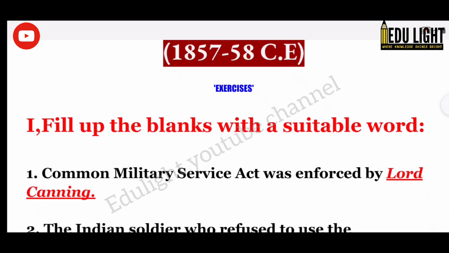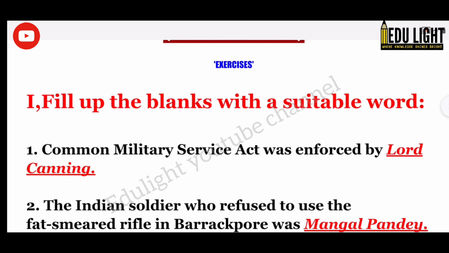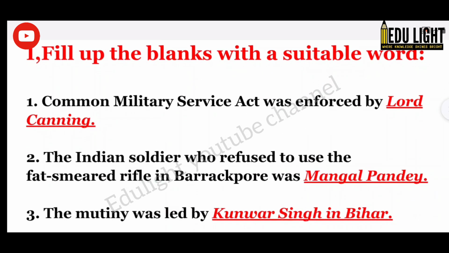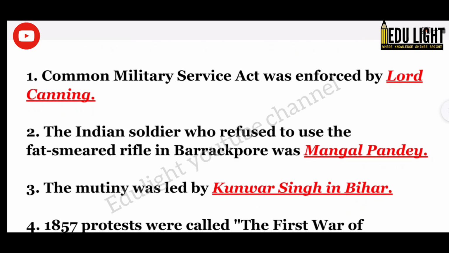3. The mutiny was led by Kunwar Singh in Bihar. 4. 1857 protests were called the First War of Independence by V.D. Savarkar.